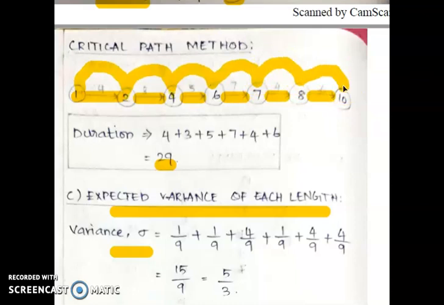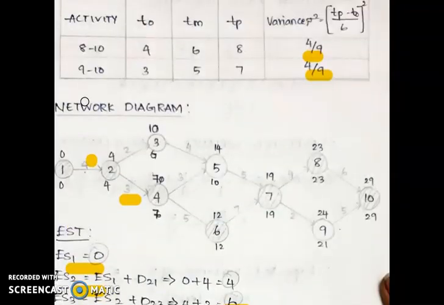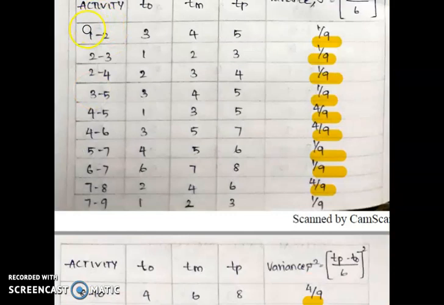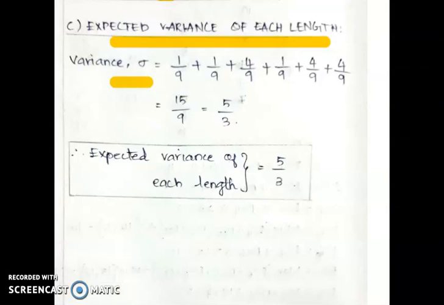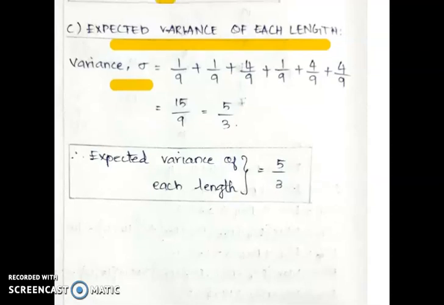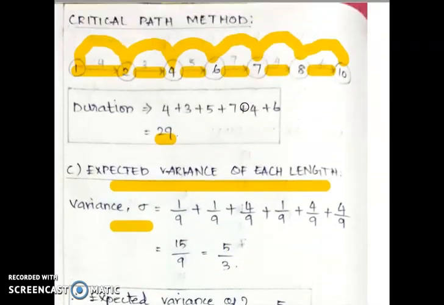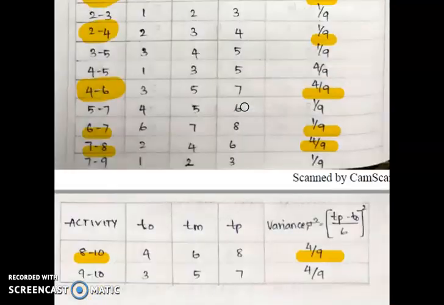The expected variance of each length we should find here for 1 to 2. What is the value of x for 1 to 2? We already found the variance values, but now we find the expected variance of each value. We take the critical path method values. Here the critical path is 1 to 2, 2 to 4, 4 to 6, 6 to 7, 7 to 8, 8 to 10. So we have to take only these values.